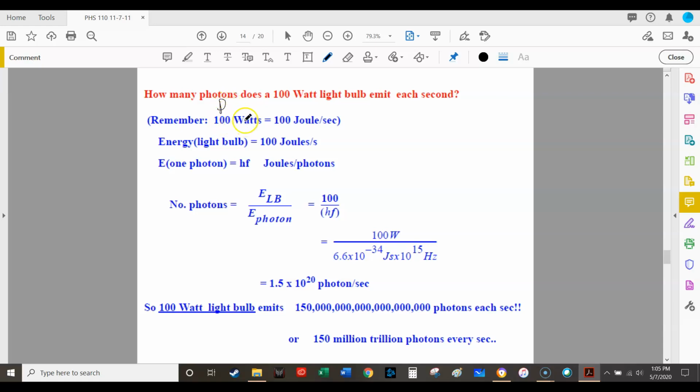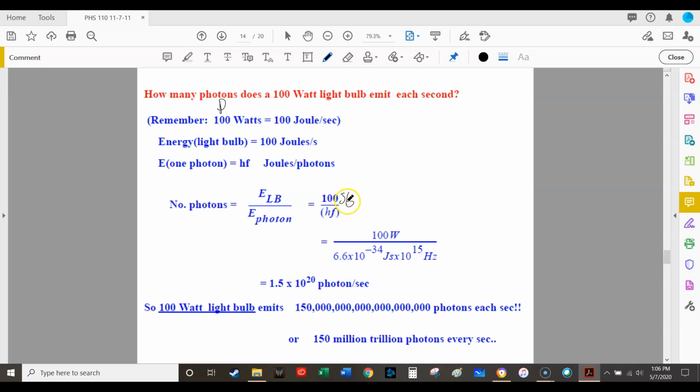Power is 100 watts, right? So a watt is a unit of power. A really bright light bulb can have as much as 100 watts, which is 100 joules per second coming out, right? So the energy of that light bulb is going to be 100 joules per second.